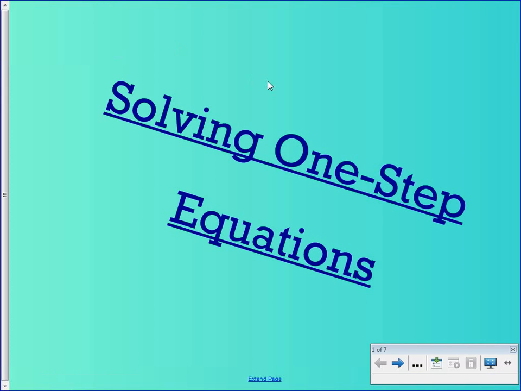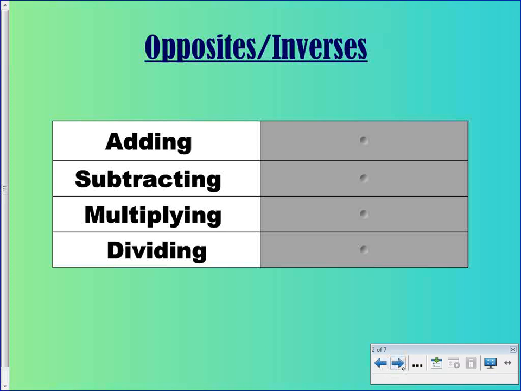Alright guys, here's our first flipped classroom lesson. We're going to learn how to solve one-step equations. Before we actually go into solving one-step equations, we're going to learn what an inverse operation is. Inverse is just another word, a mathematical term, for the opposite.